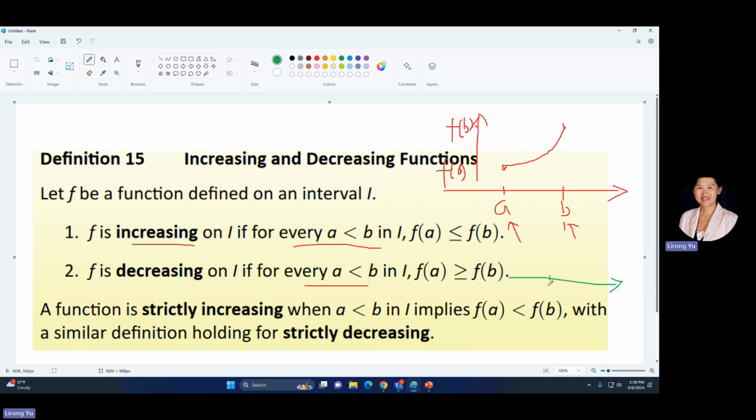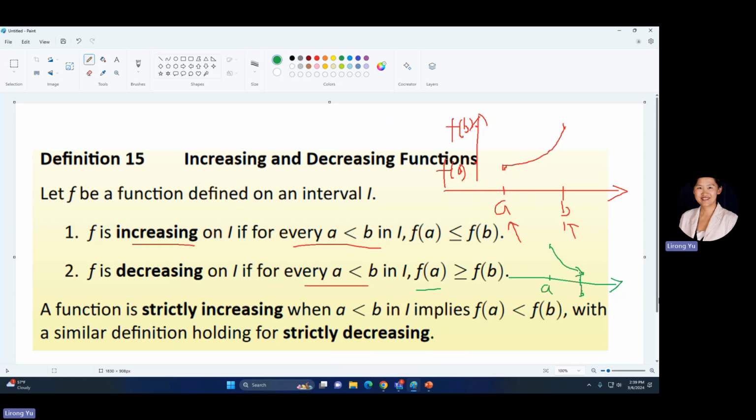We still have A and B. A is on the left, B is on the right, because A is smaller. But the f of A and f of B are bigger, so it's like this, right? Because the smaller x, A, has bigger y, and the bigger x, which is B, has smaller y. And that's a decreasing function.